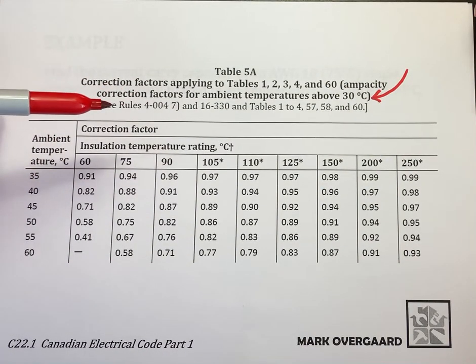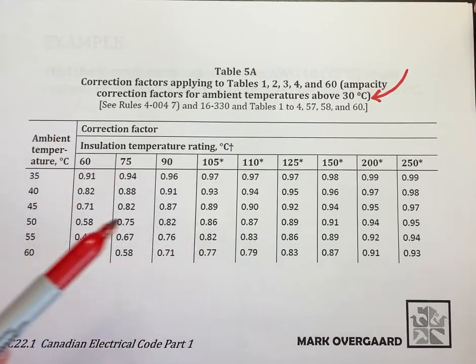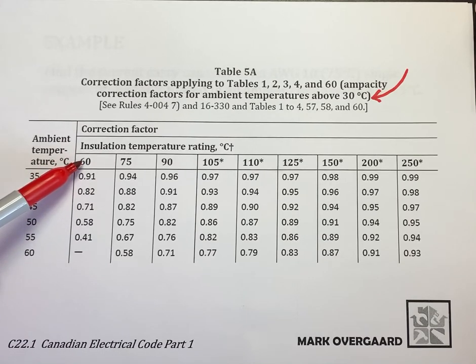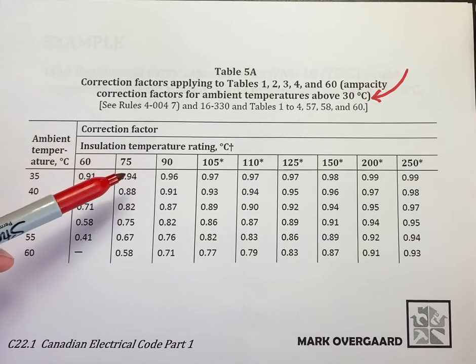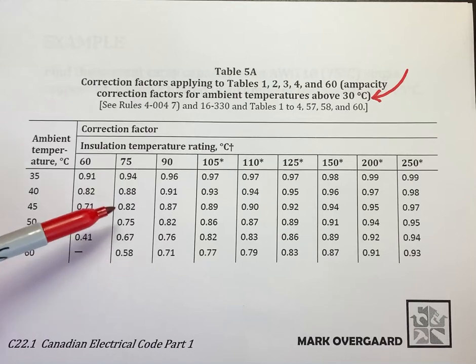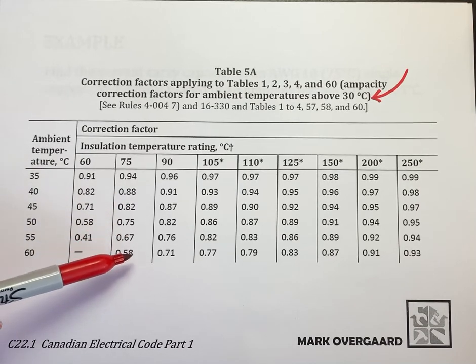Now how this works is down the left-hand side, we have the actual ambient temperature. Notice we start above 30. For the regular Tables 1, 2, 3, and 4, it can be anywhere up to 30. But if we get above that, we're going to be using this range here, 35, 40, 45. And then we have the insulation temperature rating of the actual conductor themselves, a 60-degree insulation rating or a 75 or a 90. And then we have all these numbers in here, and what they represent is a percentage of the original ampacity that the conductor could have, okay?